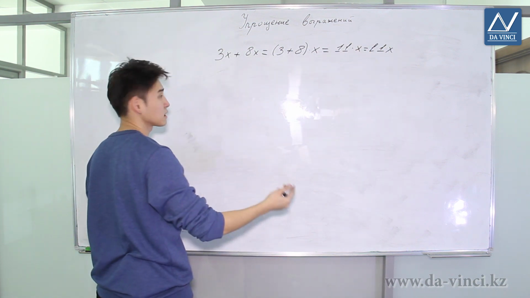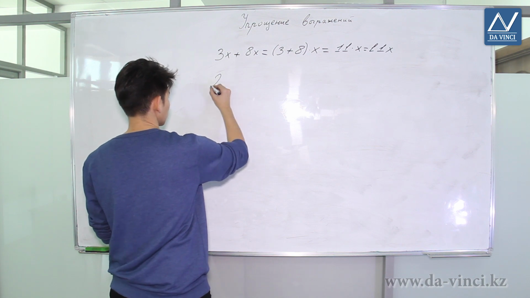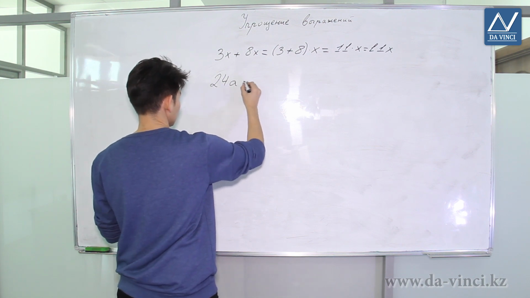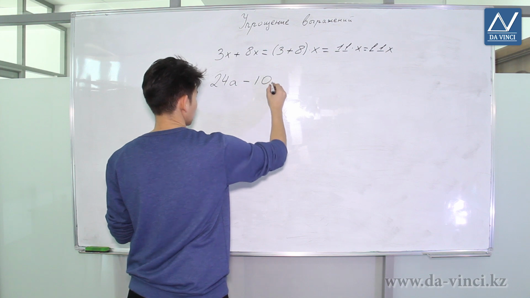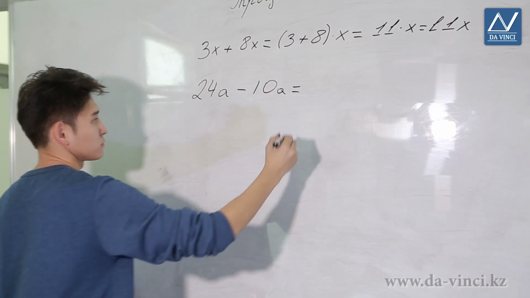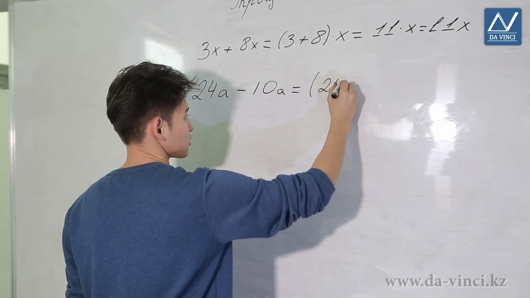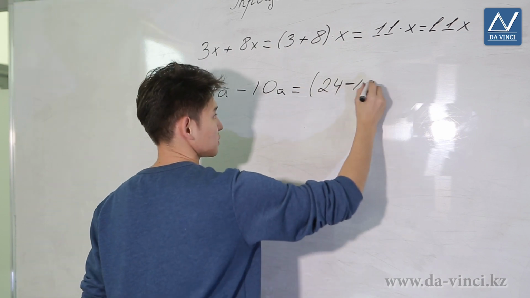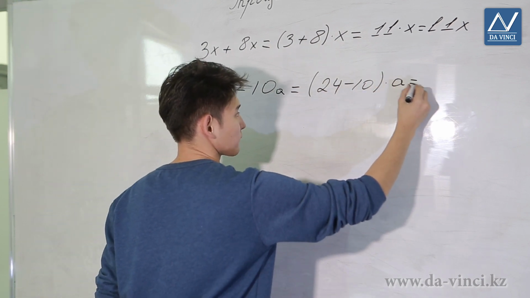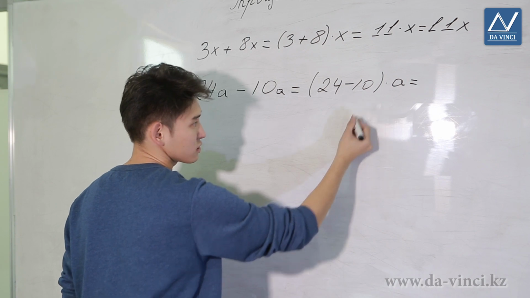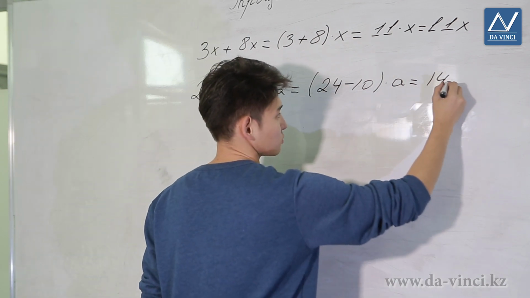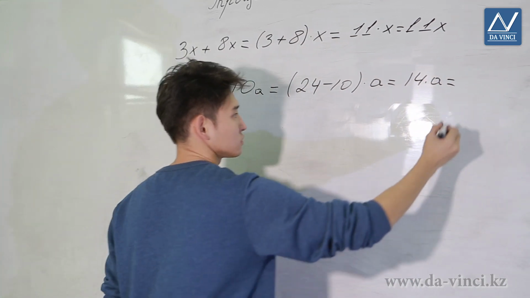We can do the same with the difference of two numbers. 24a minus 10a will be equal to 24 minus 10, and then multiply by a. That is, 24 minus 10 gives us 14 times a, which is equal to 14a.